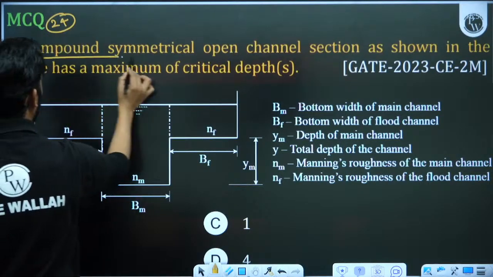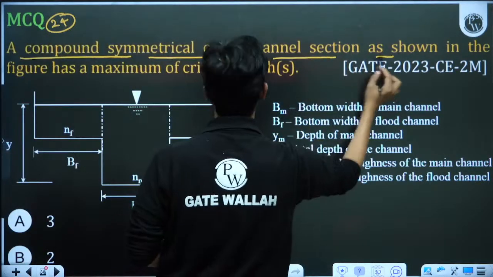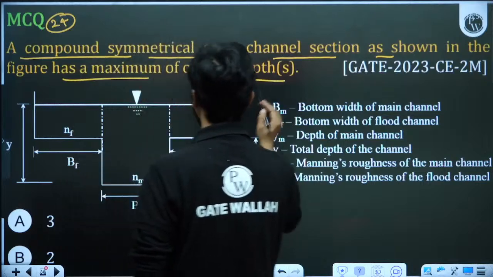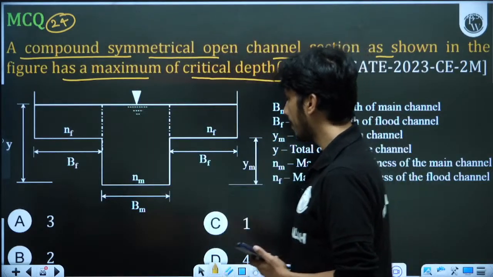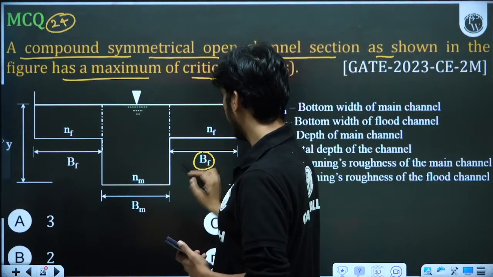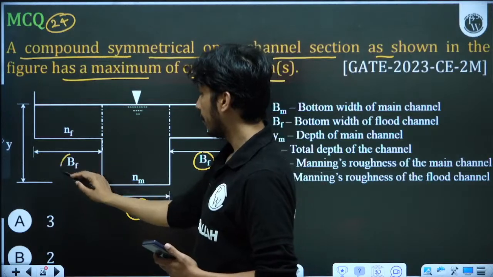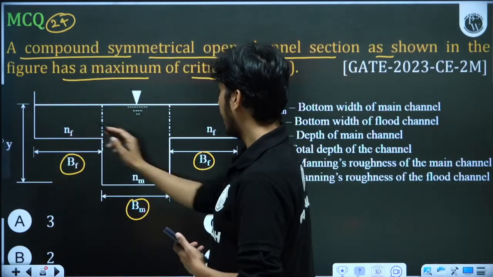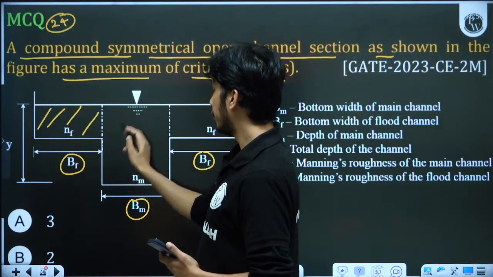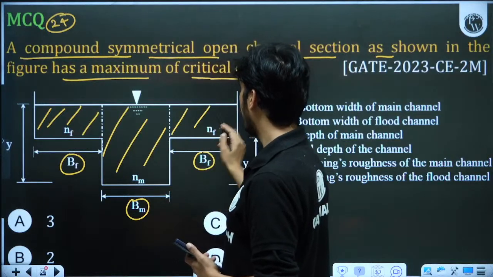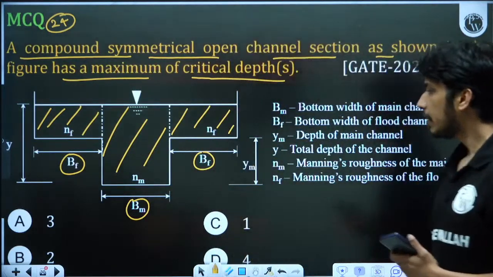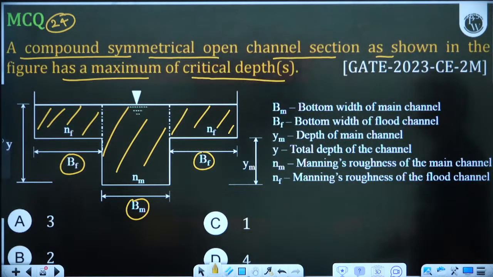A compound symmetric open channel section as shown in the figure has maximum critical depth. So this is your channel. This width is BF, this is BM, this is BF, and the side slope factor here is NF. So what will be the critical depth of this channel? How many critical depths are possible for this?